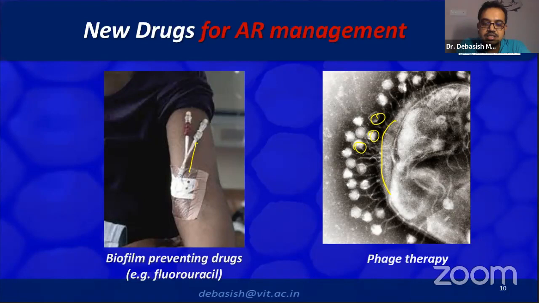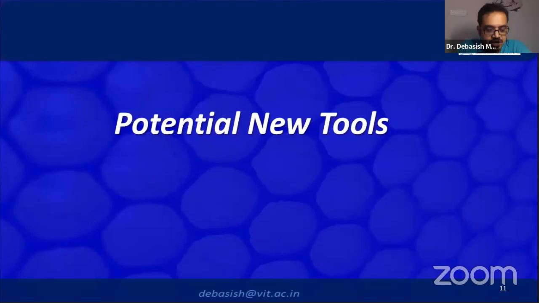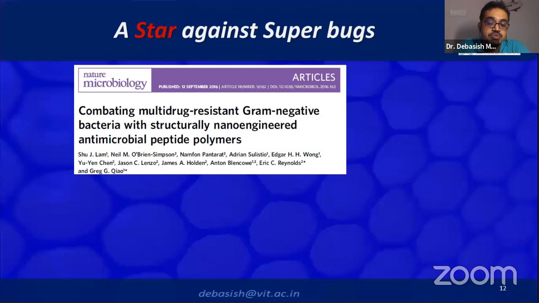Other alternatives are new potential drugs. These are there in the market, not yet tested in human beings, but they have very high potentials. They were in research stage. The first drug which has recently become very famous in 2016, it's not a drug exactly. It's a polymer and peptide complex.